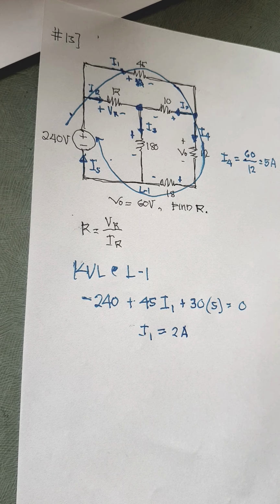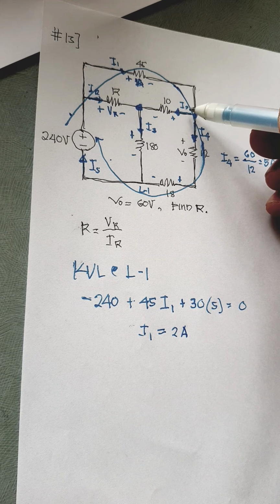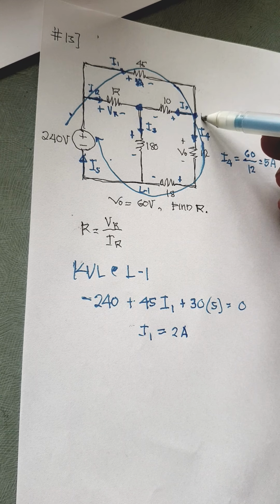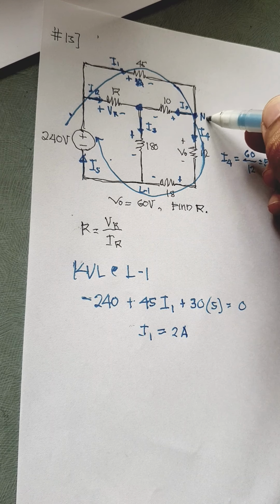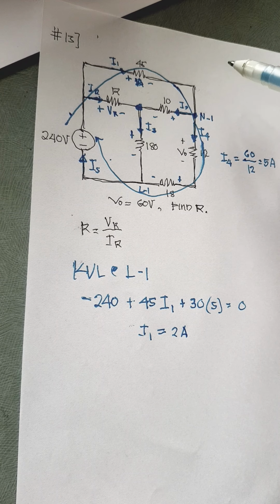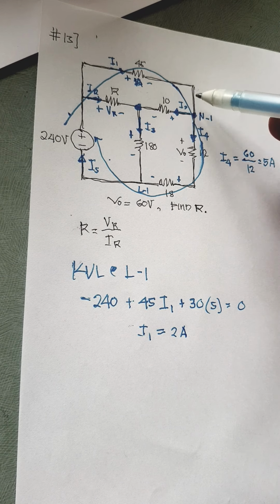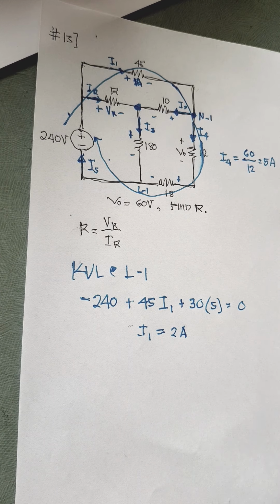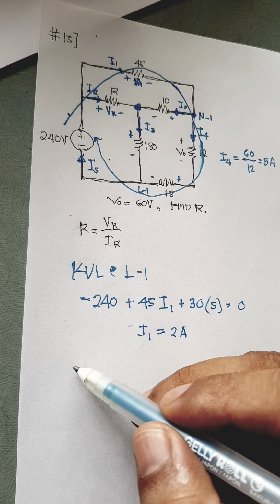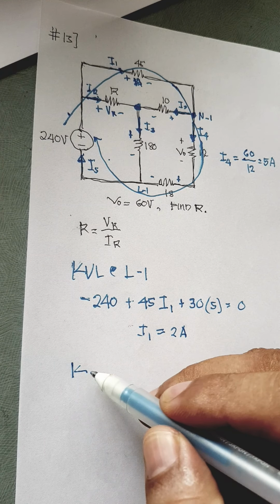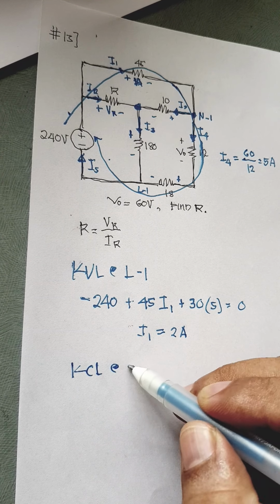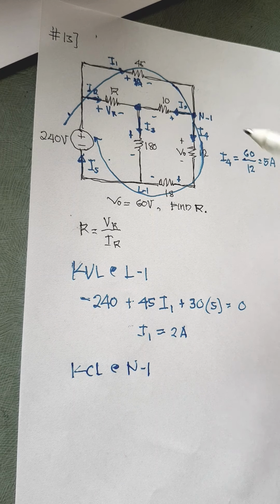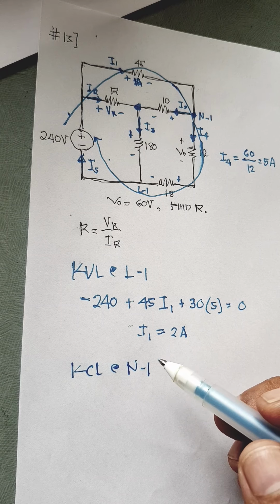Now if I1 is given, we can now get the value of I2. Why? Because at this node, let us call this node 1, the current in this branch and in this branch are already given, so we can get I2. So KCL at node 1. Entering equals leaving currents.